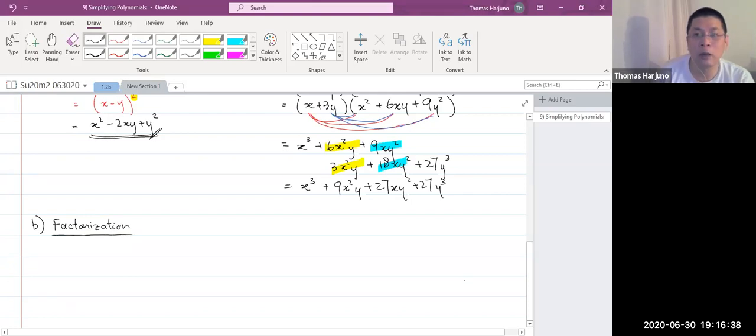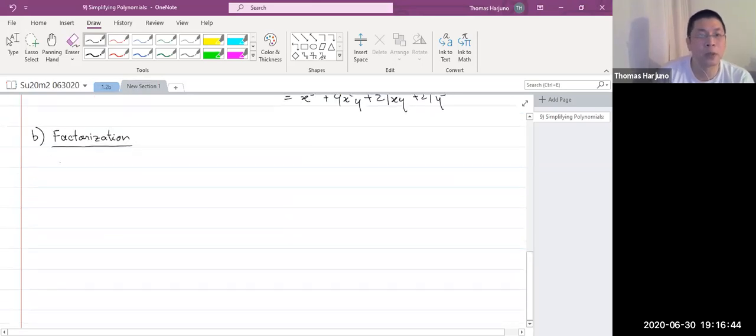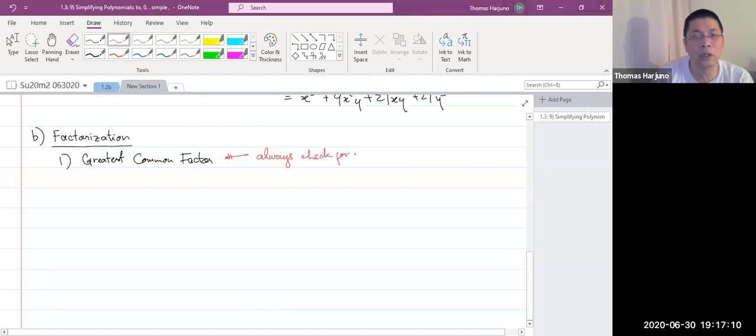Now, I categorize 5 different types of factorizations. The first one is greatest common factor. In fact, for any type of factorization, you always need to check for this one first. Always check for GCF first in every factoring problem. Okay, in every factoring problem.